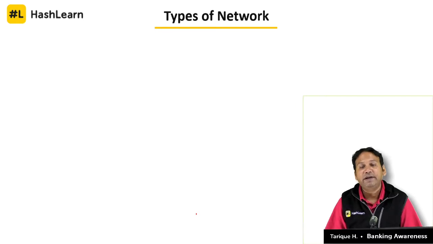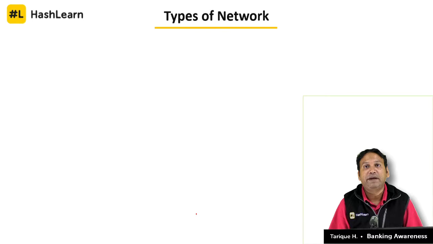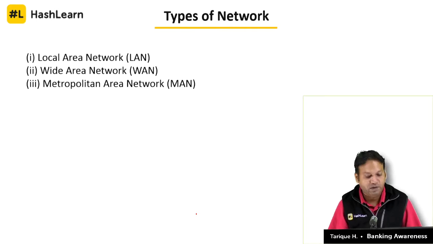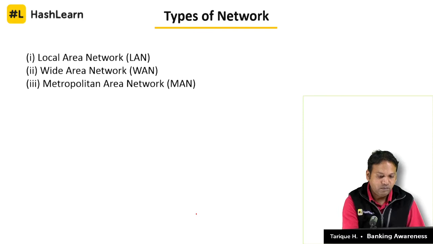Now we'll see what are the different types of networks. So computer networks, how many types do they have, what are the main types? I'm sure you must have heard the words like LAN, right, or WAN. So we'll see there are 3 basic types of computer networks. One is a local area network, LAN.